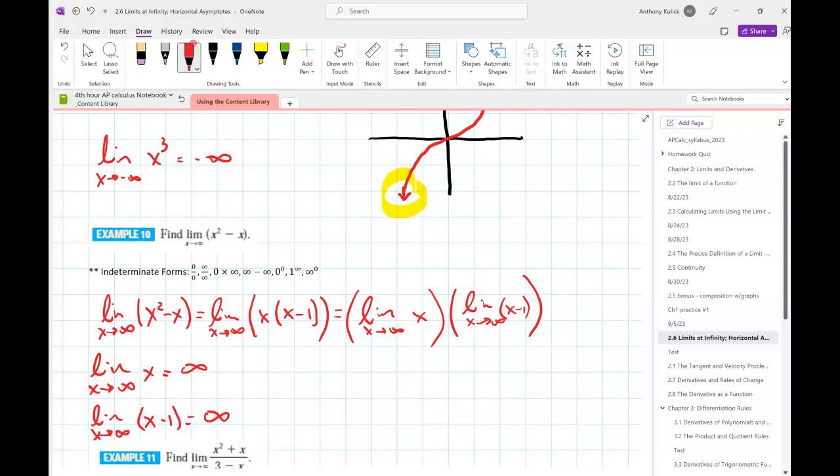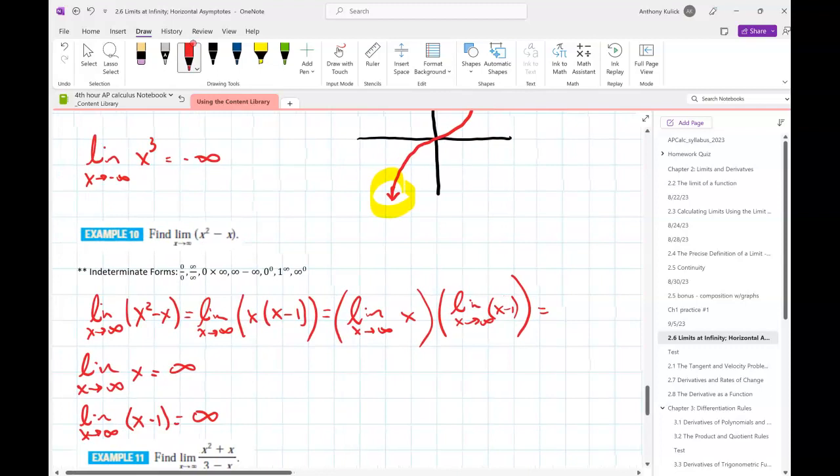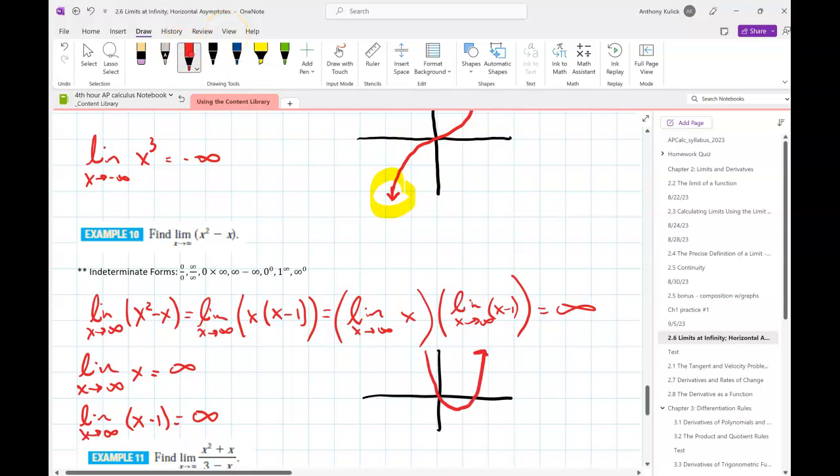So if I take a gigantic positive number, like infinity, and multiply it by another gigantic positive number, like infinity, I should get infinity. Which would match up with what you see if you tried to graph this thing. It's going to look like that, as x goes to positive infinity.